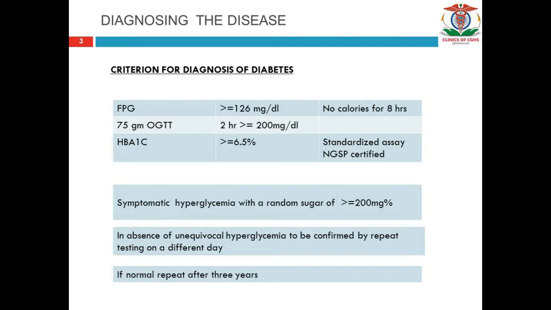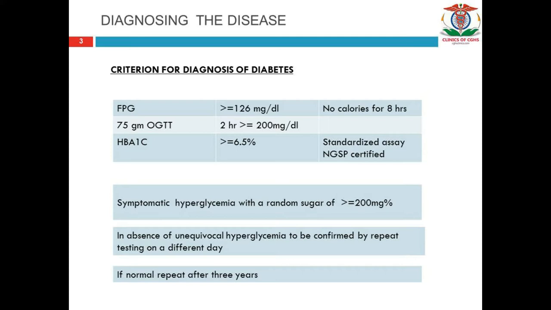We all know this. What are the criteria for diagnosis of diabetes? There are three ways in which we can diagnose diabetes. A fasting glucose of more than or equal to 126. An oral glucose tolerance test, 75 gram OGTT, which gives a 2-hour sugar of more than 200. Or an HbA1c of more than 6.5.